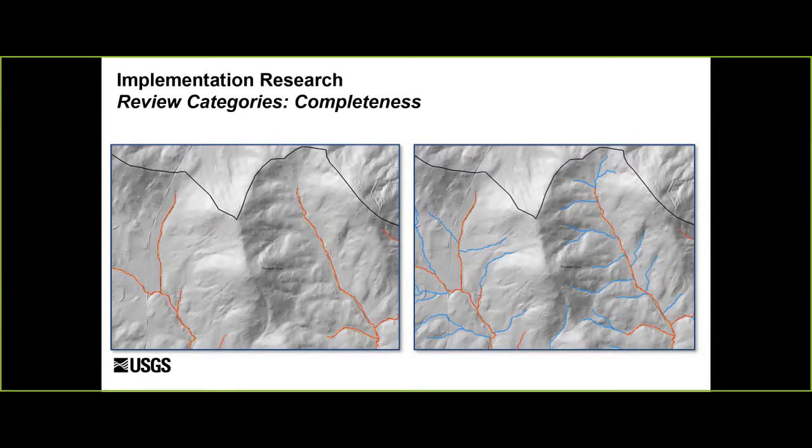In this example on the left are the original NHD lines adjusted to match the elevation surface, and the figure on the right shows the increased density of features. So features that meet the specification and are not included would be considered an omission error.